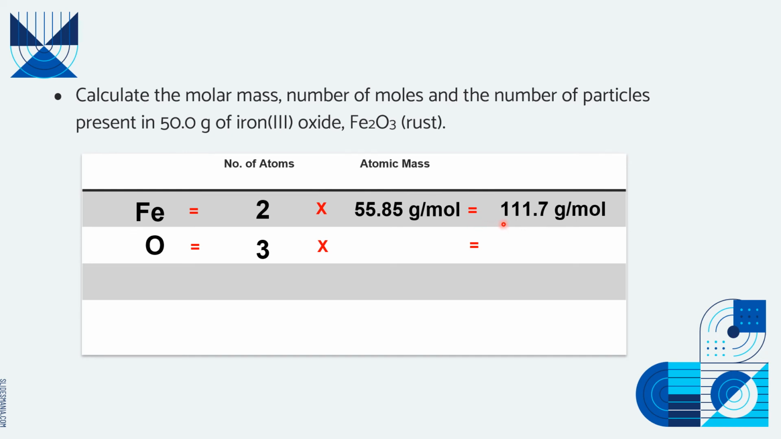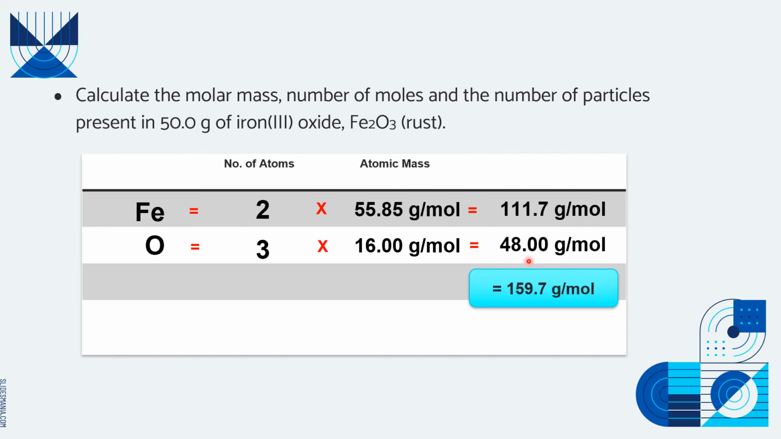Okay? What's the atomic mass of oxygen based on the periodic table of elements? That is 16.00. So 16.00 times 3, the answer is 48.00 gram per mole. So we have to add this one. Okay, 111.7 plus 48.00, the answer is 159.7 gram per mole. So that's the molar mass of iron oxide.